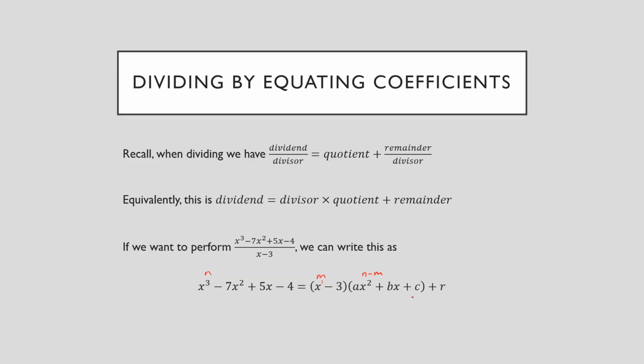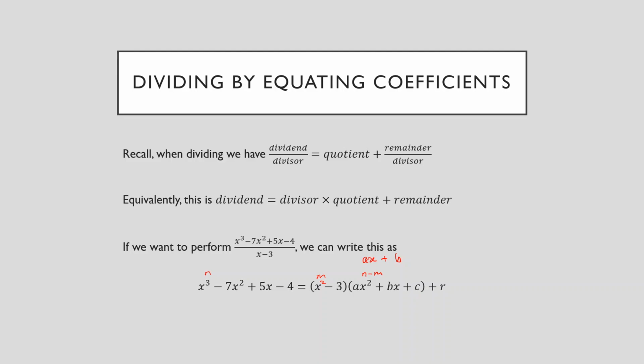If I divided by, say, x squared minus 3 instead of just x minus 3, I know that my final answer will have the form of a linear, because 3 minus 2 gives me a power of 1. So I'd end up with something like ax plus b instead of ax squared plus bx plus c. And we'll see that in a couple of minutes when we do an example.